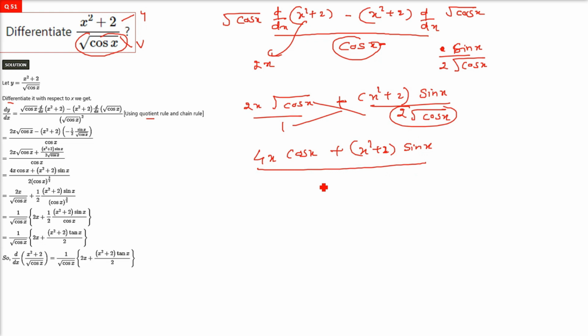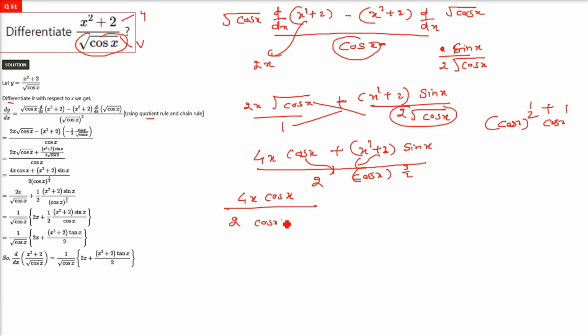So we can combine them because cos x was already there in the denominator, remember? So under root cos x, that is cos x to the power half, and cos x to the power 1, that is going to be cos x to the power 3 by 2. Well, we will be changing it, but as of now it is cos x to the power 3 by 2. So now let us separate them because there is a plus sign, with the same denominator so that we can simplify them. If something is common, we'll take it common. So this 4x into cos x divided by twice of cos x to the power 3 by 2 will be your first term.